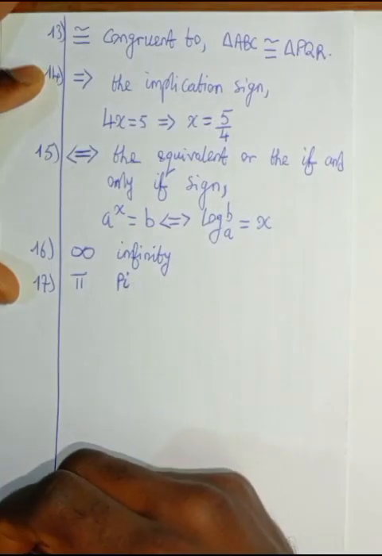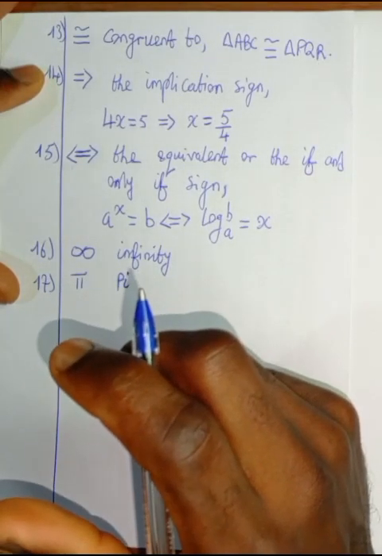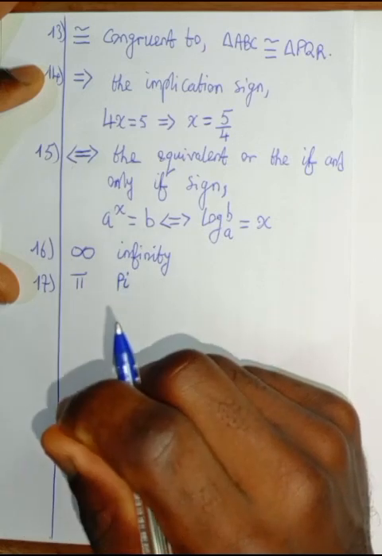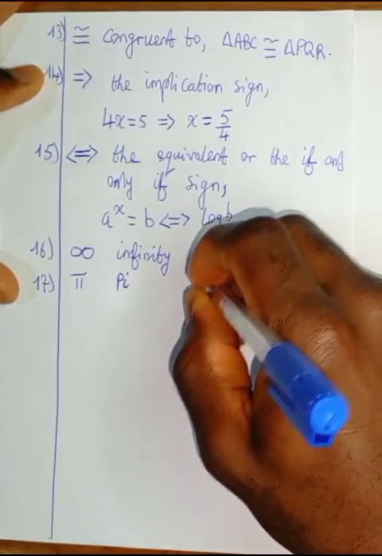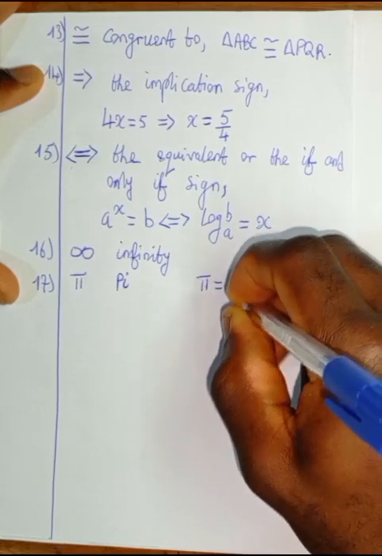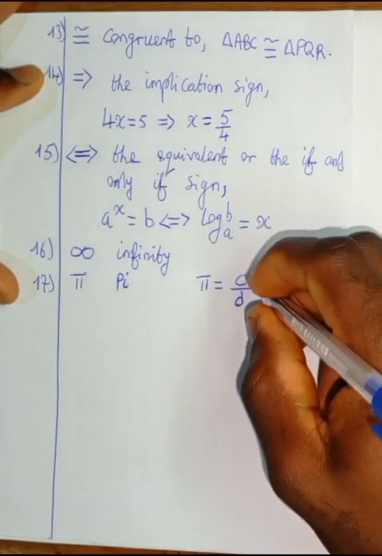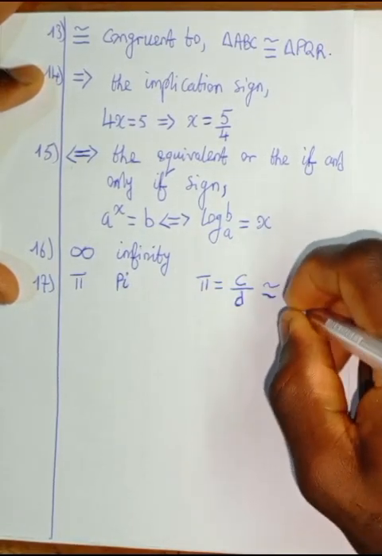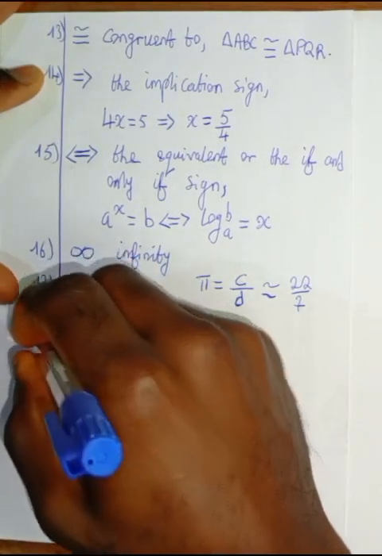We know this is a constant, and it is simply the ratio of the circumference of a circle to the diameter of that circle. So for any circle, for you to get pi, you simply divide the circumference of that circle by the diameter of that circle. It is always the same for any circle, and it is approximately 22/7. It is a constant. You can verify.